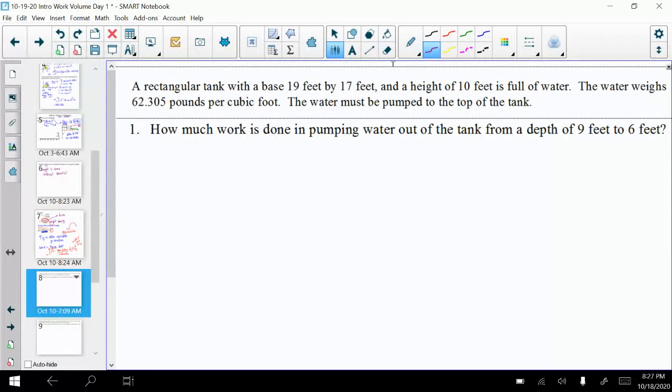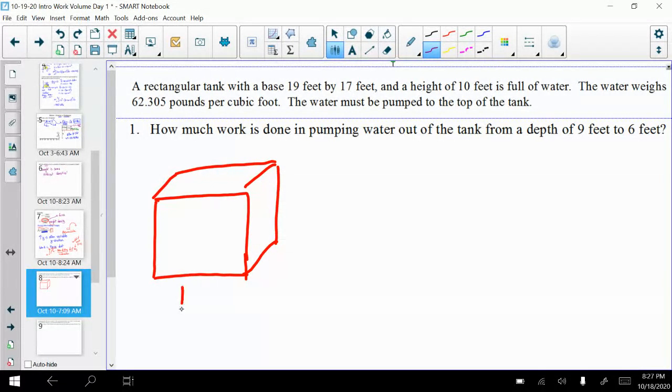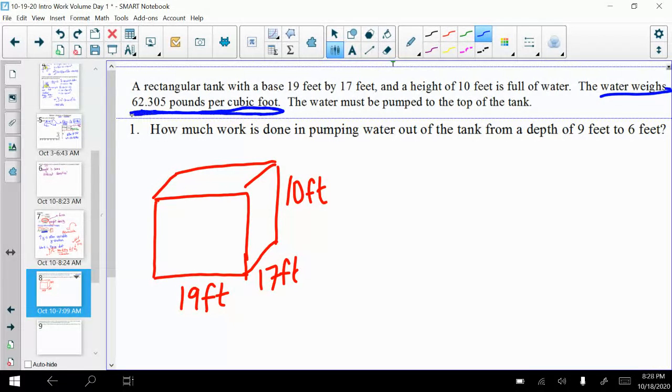So here we go. We have a rectangular tank. That was very nice of them to start us off with a rectangular tank. And its base is 19 feet by 17 feet. So let me draw that in. So this is 19 feet, and this is 17 feet, and it's 10 feet. And it's just full of water. Now the water weighs 62.305 pounds per cubic foot. That's our weight density.